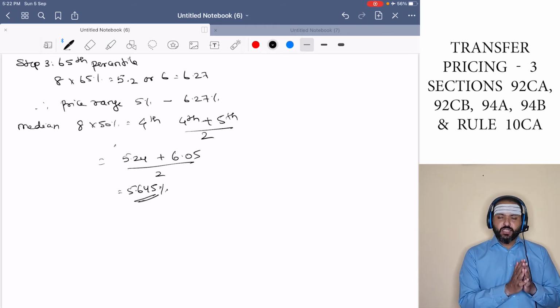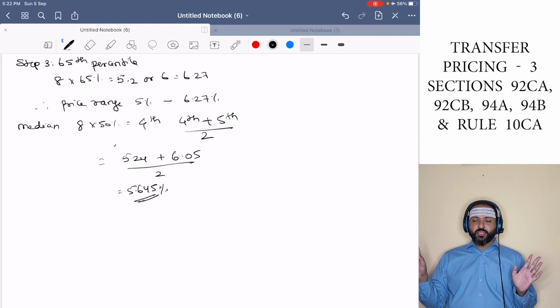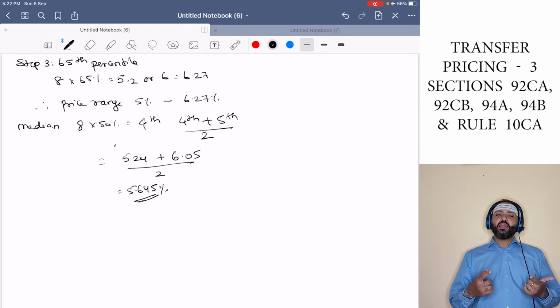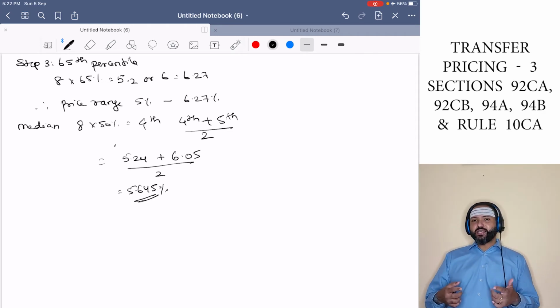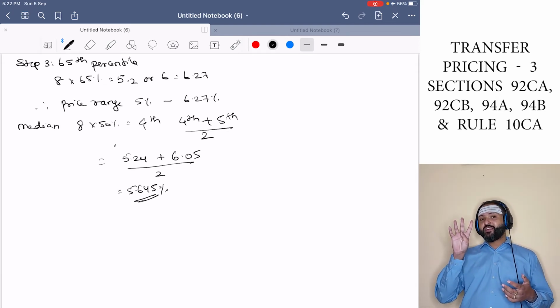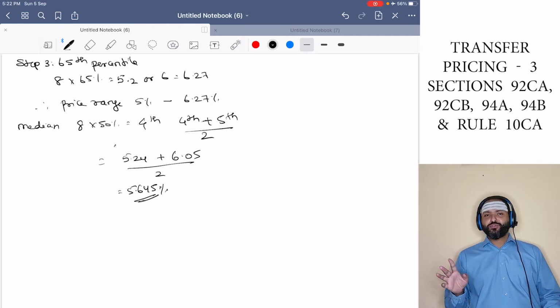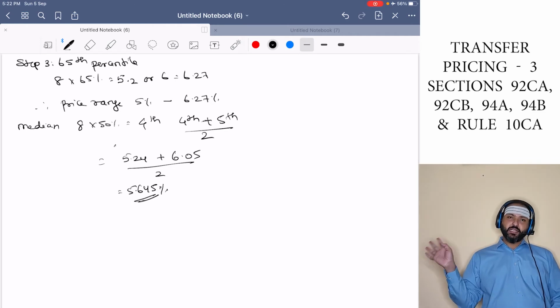If your transactional margin is within this margin, then it is the arm's length price. If not, what will we do? We will have to go and find out the median of the data set, which is the 50th percentile. Applying the 50th percentile, we arrive at 4, which is a whole number. Do not take the fourth price. Take the average of fourth and fifth price, which will be the arm's length price.